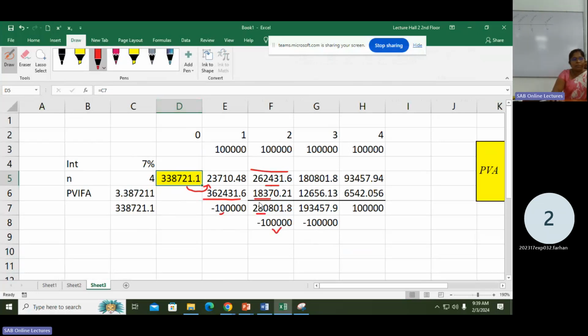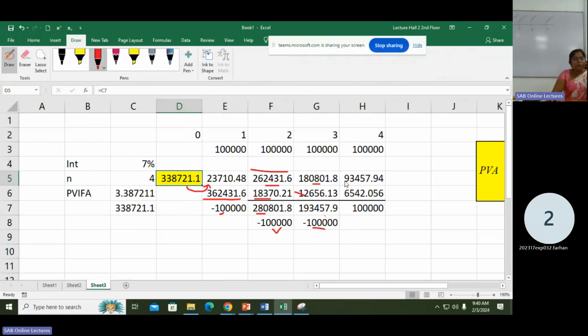Then you make your second withdrawal, 100,000. After the 100,000 withdrawal, at the beginning of year 3, your account balance is 118,801. So you will get the interest, 126,656. Then you make the withdrawal.